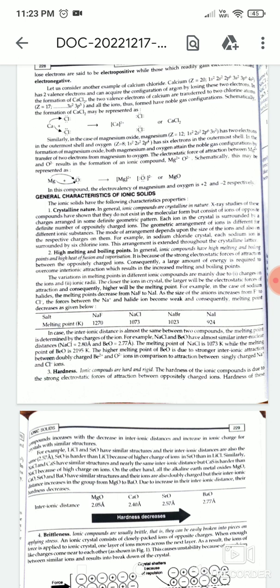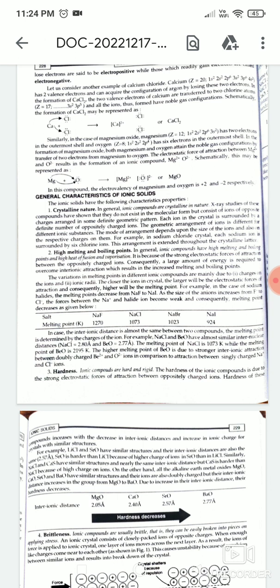This arrangement is extended throughout the crystalline lattice. Now, second, high melting point and boiling point. In general, ionic compounds have high melting and boiling points and high heat of fusion and vaporization. It is because of the strong electrostatic force of attraction between the oppositely charged ions. Consequently, a large amount of energy is required to overcome inter-ionic attraction, which results in the increased melting and boiling points.